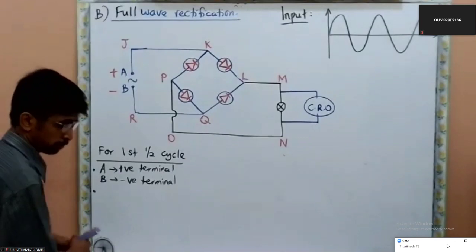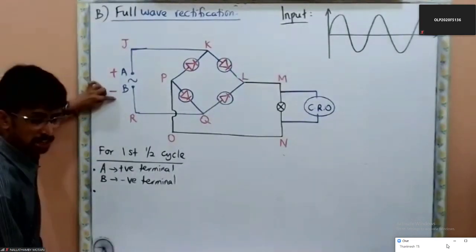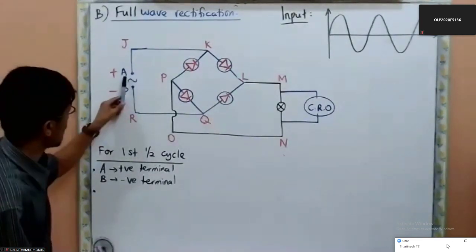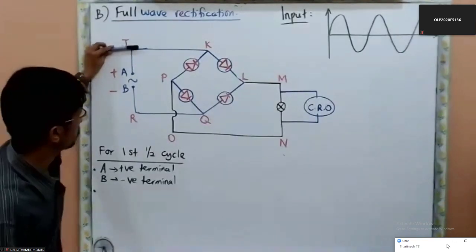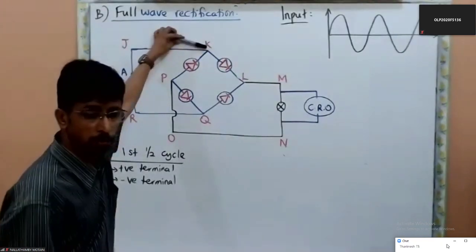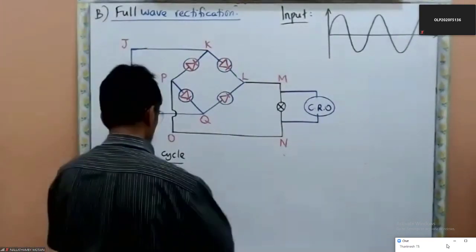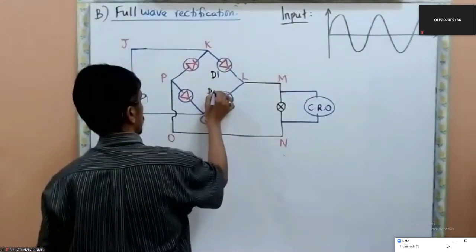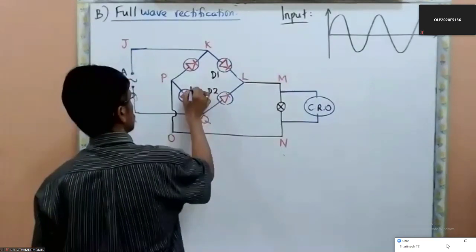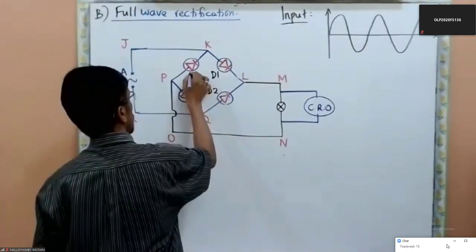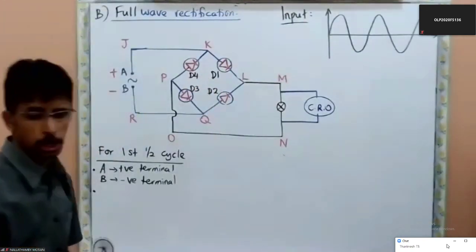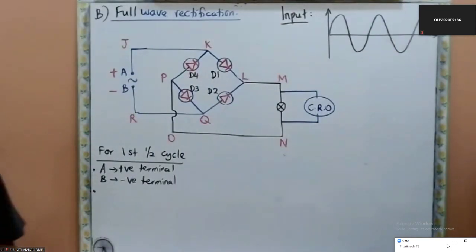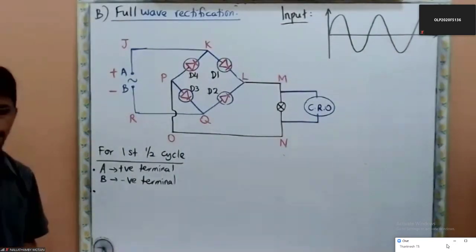Okay, so let's check. If A is positive and B is negative, where does the current flow? A, J, K. Where will it flow? Oh, I forgot to label. This one we label D1, D2, D3, D4. Diode 1, diode 2, diode 3, diode 4.